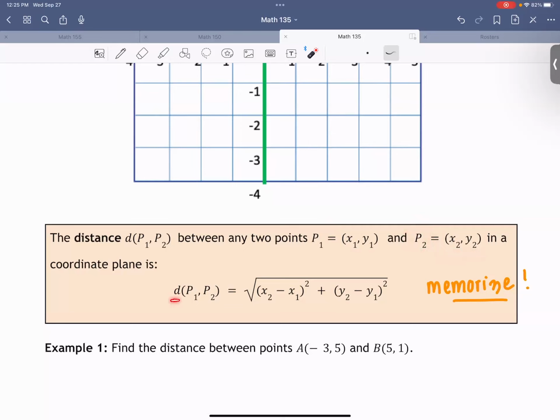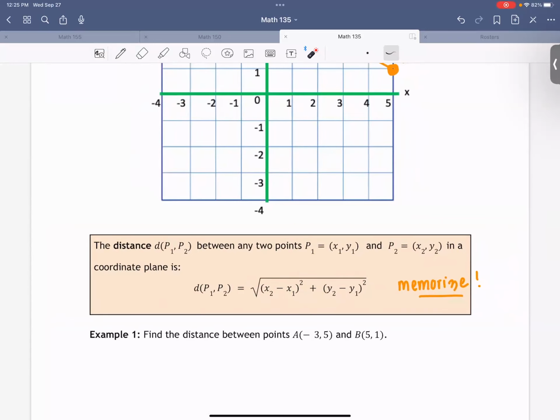First of all, we call the distance D because it's distance. We put the 2 points in parentheses. It's just notation. I won't really use that notation that much. The distance is the square root of, subtract the X values and square them, subtract the Y values and square them, and then you have the distance once you add them together and take the square root.